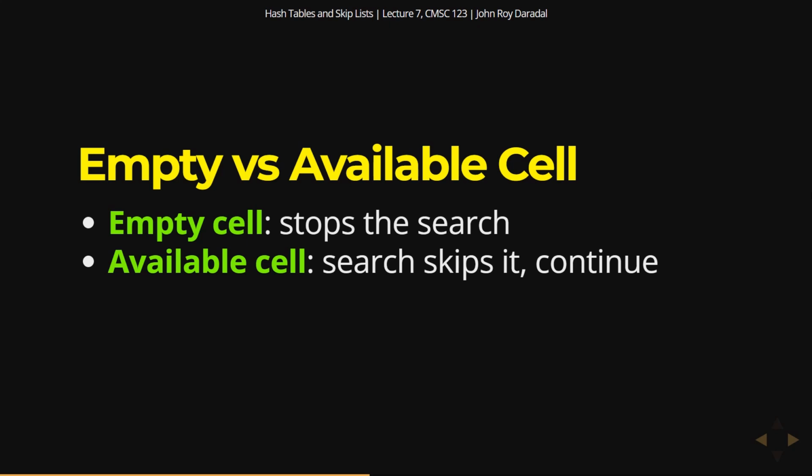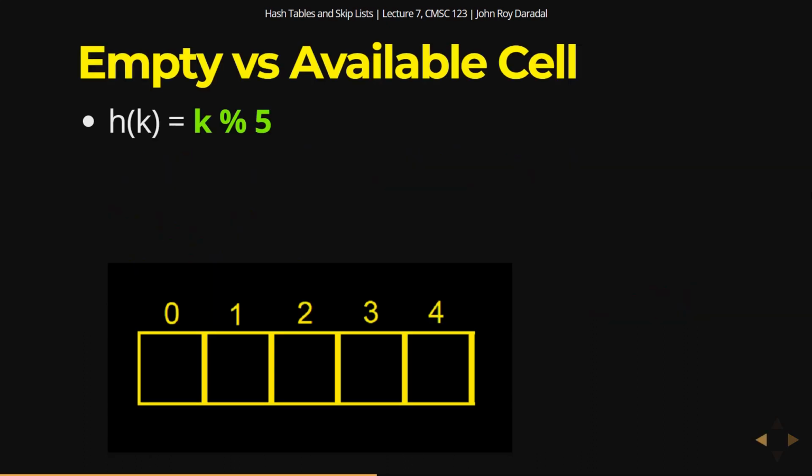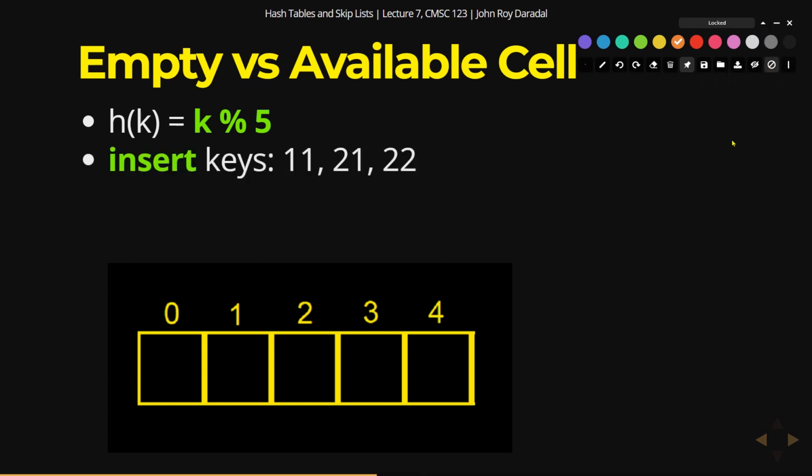Okay, so if we don't convert the cell that previously had an entry and then we deleted it, if we convert it directly into an empty cell, if we leave the cell empty and we don't make it an available cell, then your search procedure will fail. Okay, so I'll show you an example. Let's say that our hash function is k modulo 5.